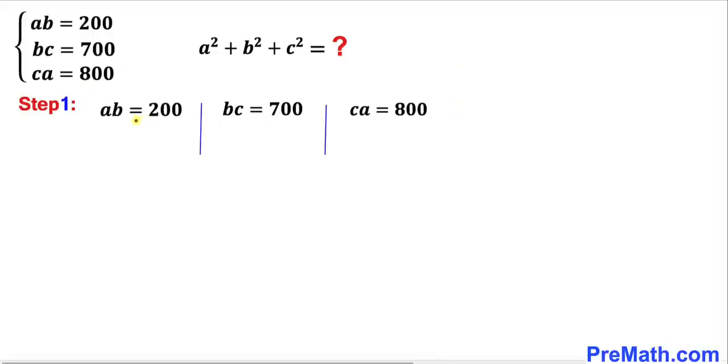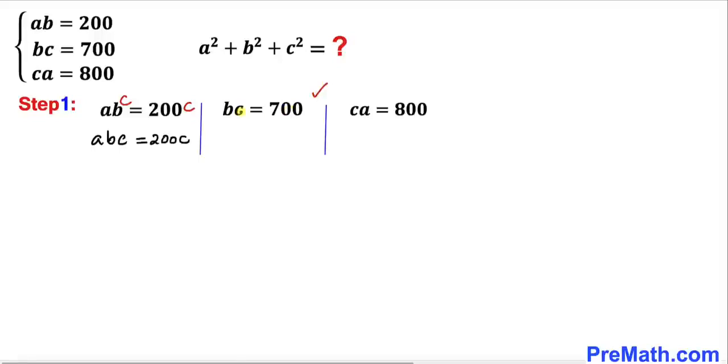And now let's go ahead and manipulate these three equations. Let's focus on this very first one. I'm going to multiply both sides by C, and on this side C as well. So therefore, this is going to become ABC equals 200C.